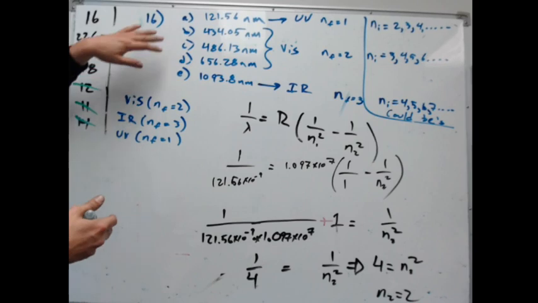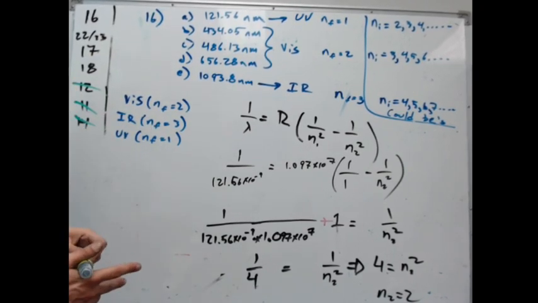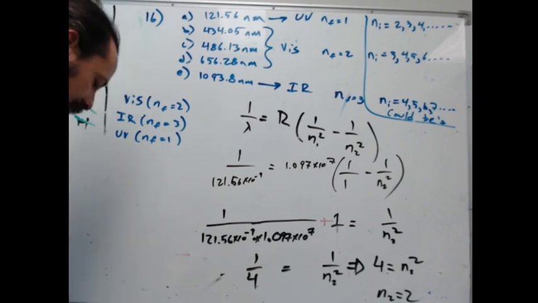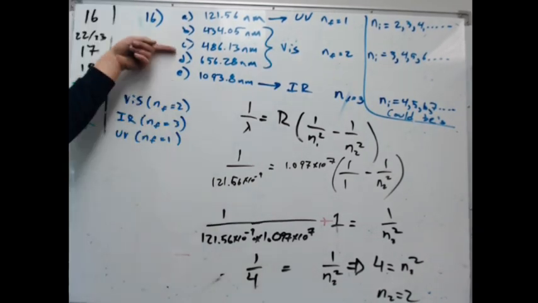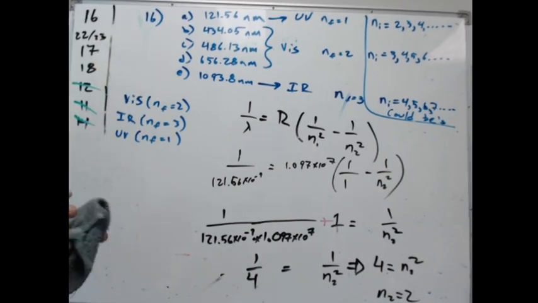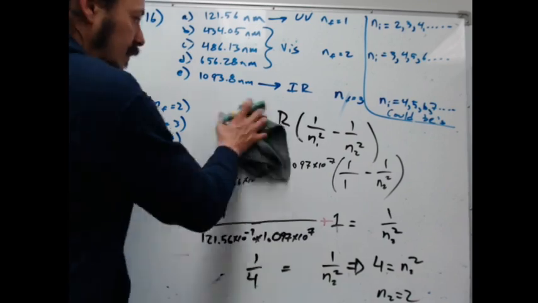So the rest of these, B, C, D, E, are all kind of the same logic, same process. I said I would do two. Let's do the 656 nanometers one in the way that I like to do it.